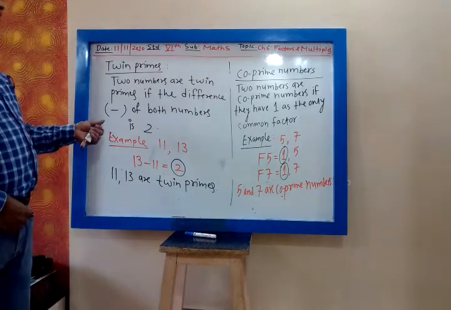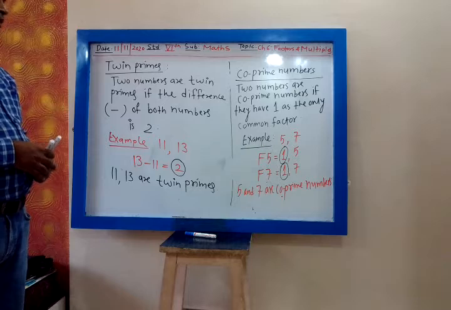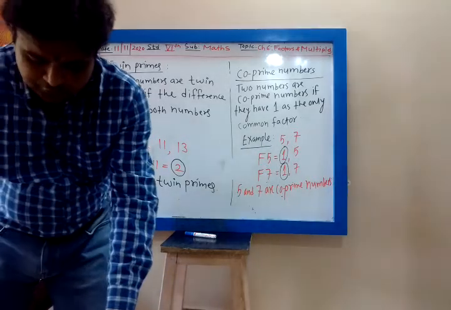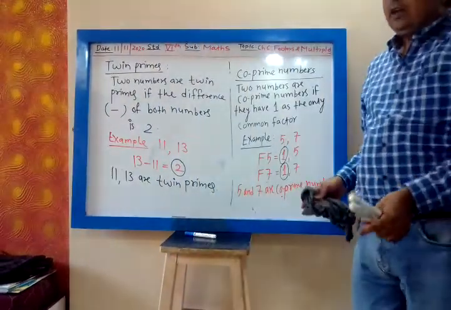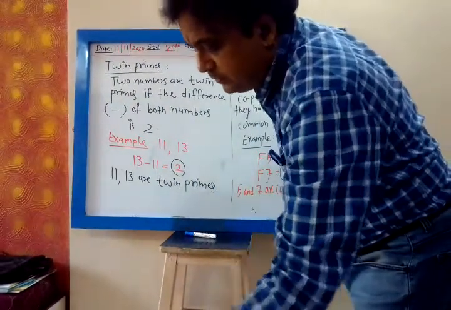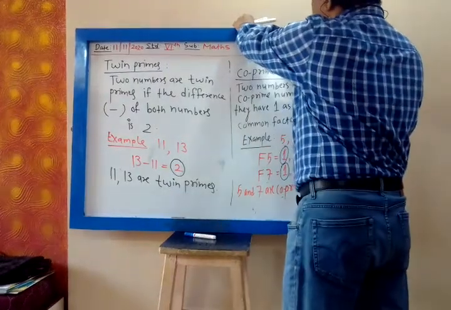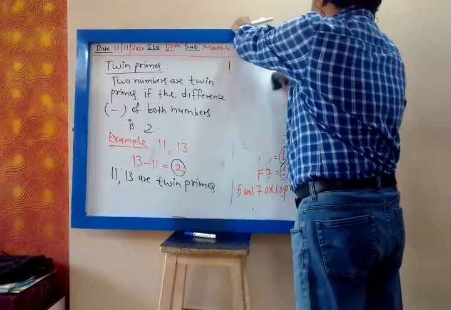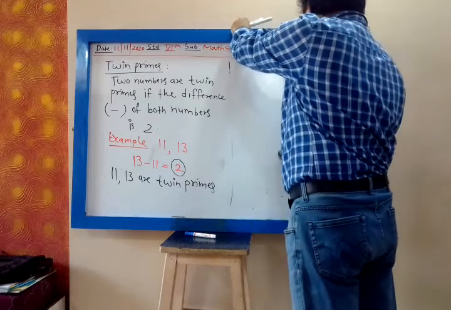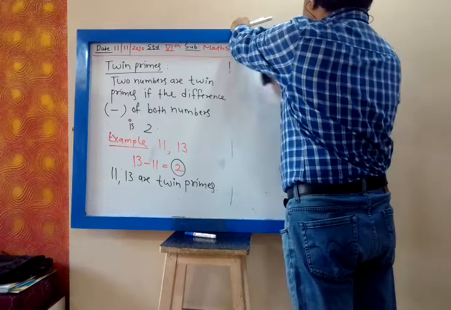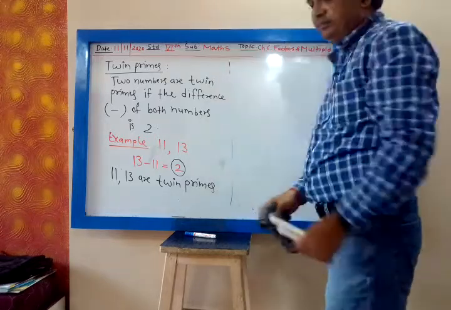If the difference of both the numbers is 2, then they are twin primes. Now we have to solve problems 8 and 9 based on this. Both the numbers will be given prime. If one is composite and one is prime, then they will be neither co-prime nor twin prime.